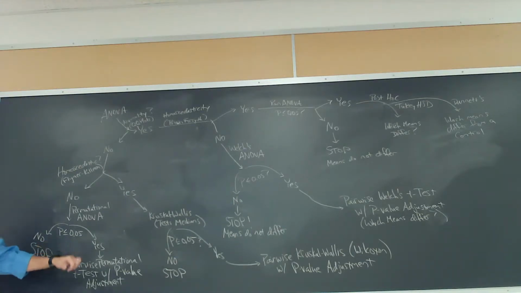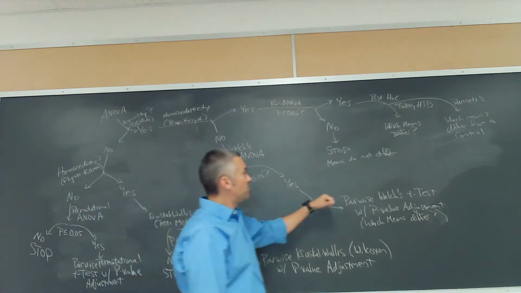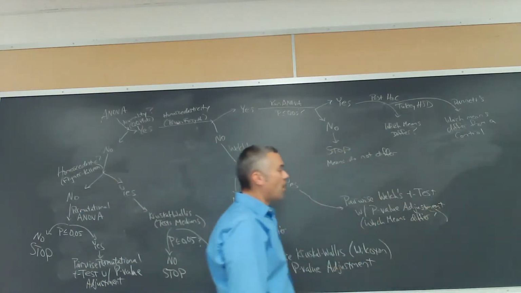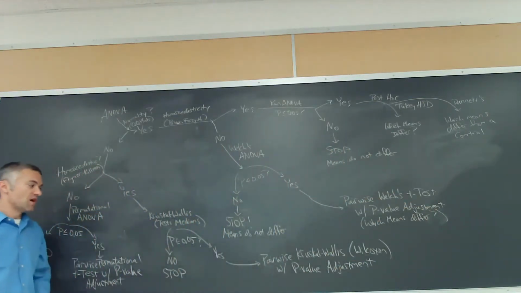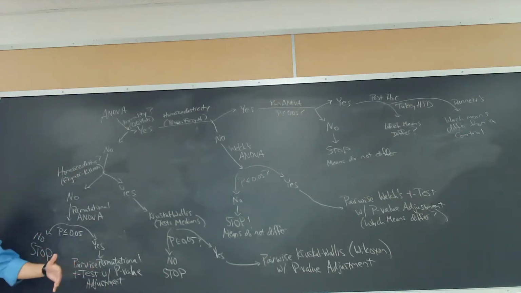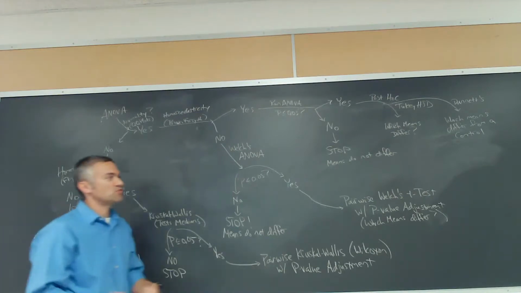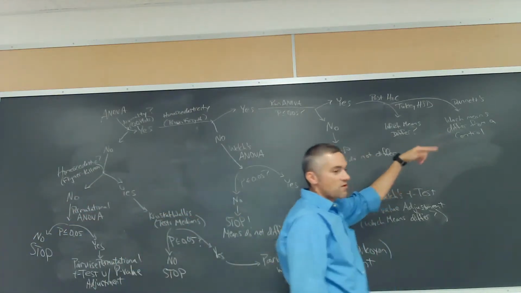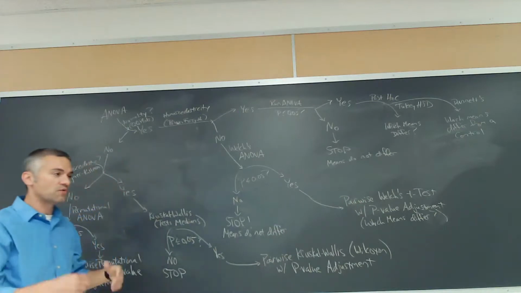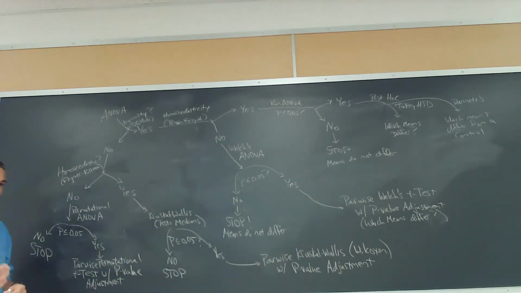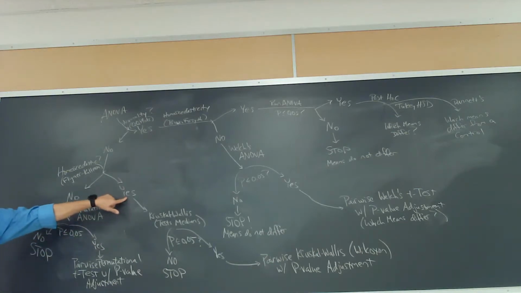So as we get these less than 0.05s, we're always doing some sort of post hoc test, which involves a pairwise test to figure out which means are different. One exception was with Dunnett's, where we're only comparing to a control. We're not doing all pairwise, just a comparison to a control. Now, this part we didn't answer. What else can we do if we're not normal, but we have equal variances?